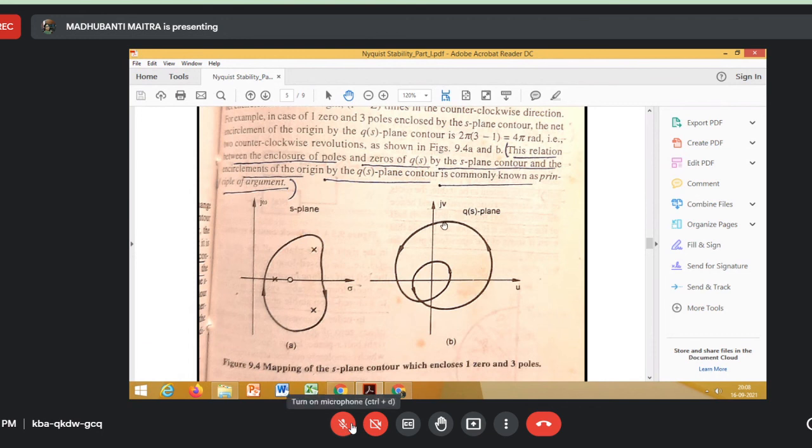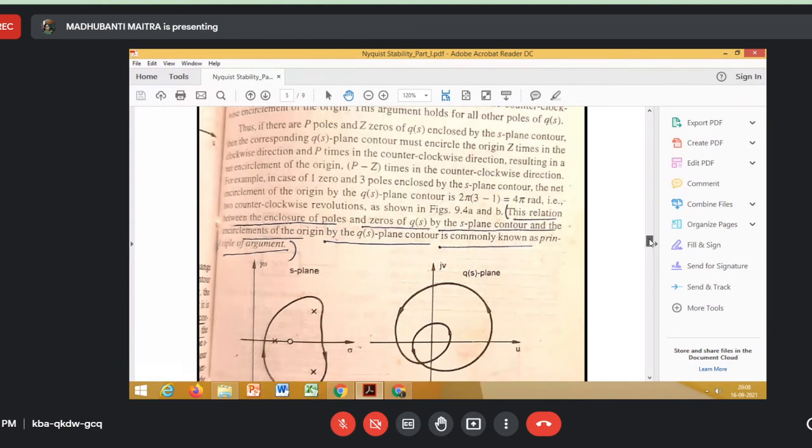So the corresponding QS plane contour will encircle the origin of the QS plane twice. 4 pi, so 2 into 2 pi. So the QS plane contour will encircle the origin twice in the counterclockwise direction, right? So now we can generalize this.